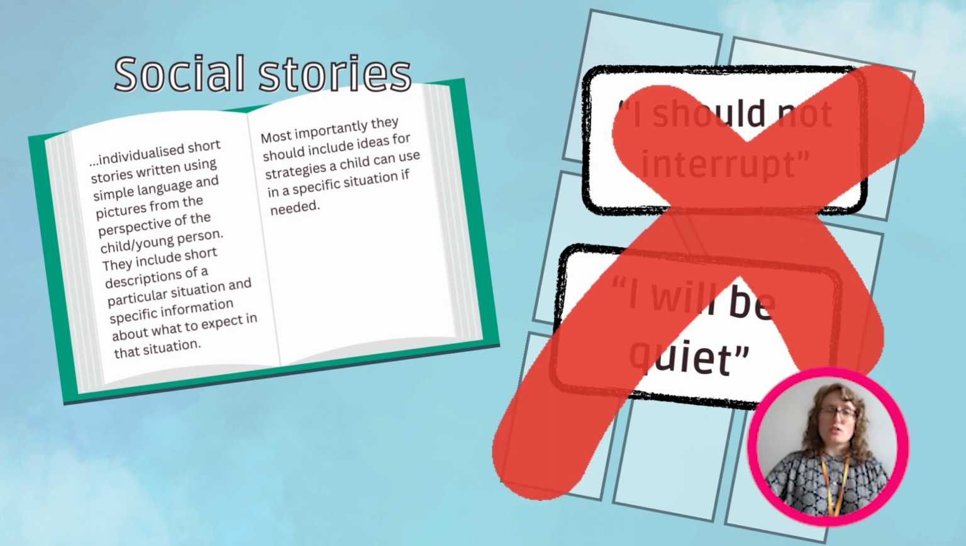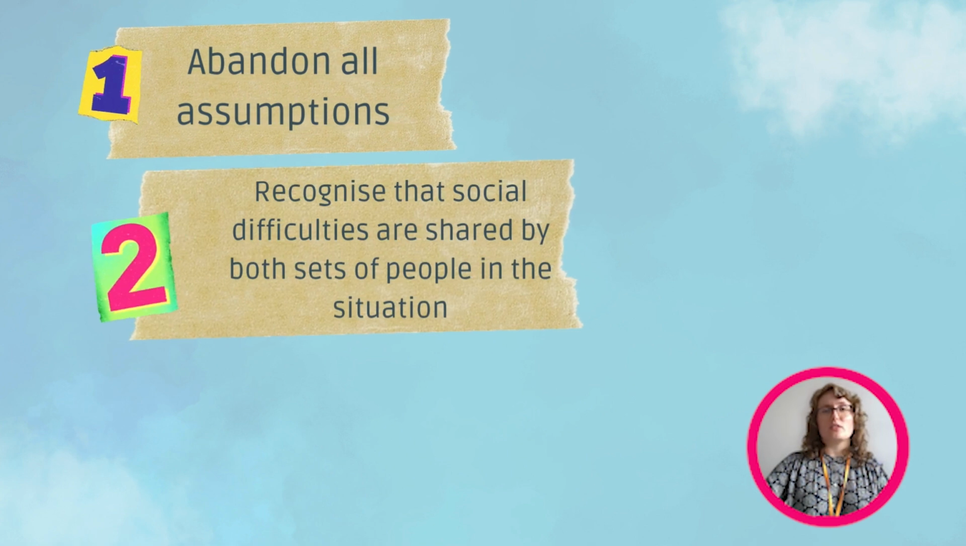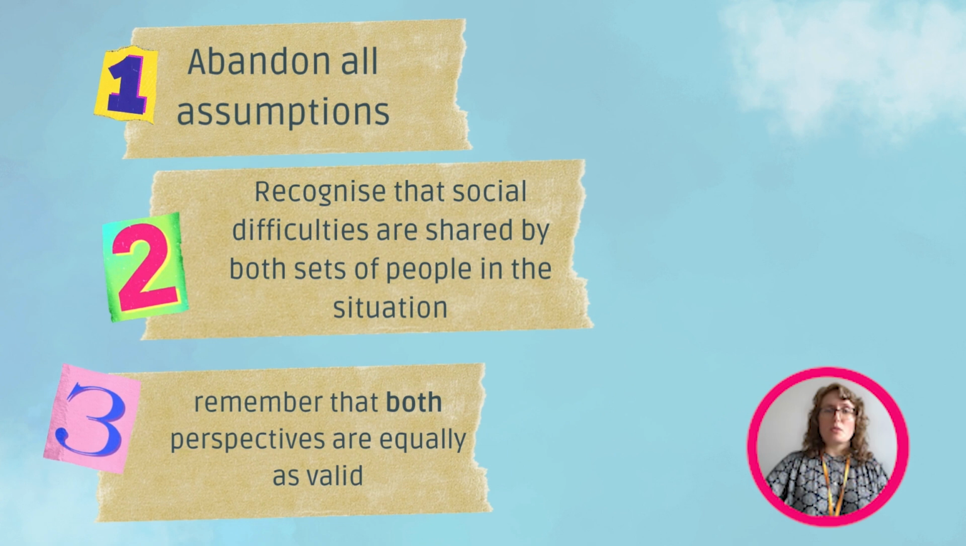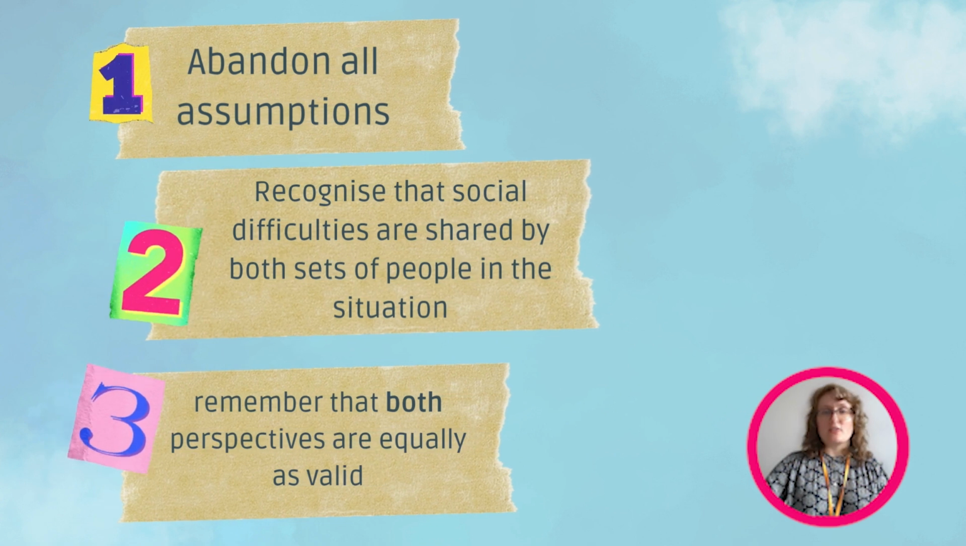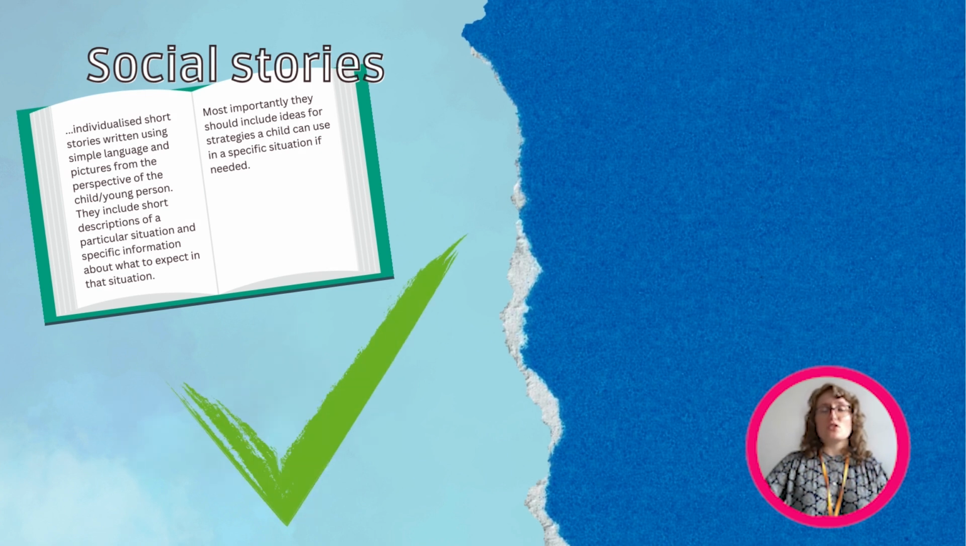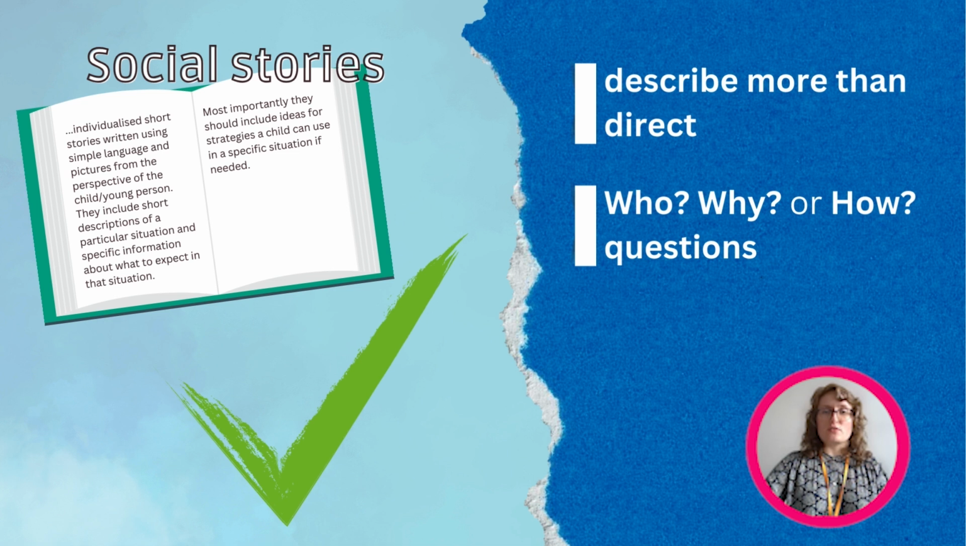However, Carol Gray's original approach is, firstly, to abandon all assumptions. Secondly, to recognise that social difficulties are shared by both sets of people in the situation. And thirdly, to remember that both perspectives are equally as valid. Social stories should be individualised for the child, with language and images pitched at the right level. They should describe more than they direct, and answer WH questions for the child.